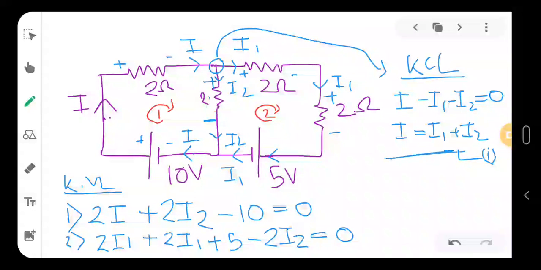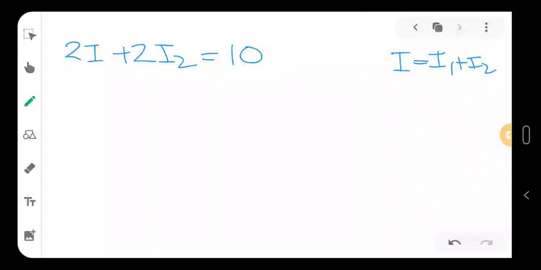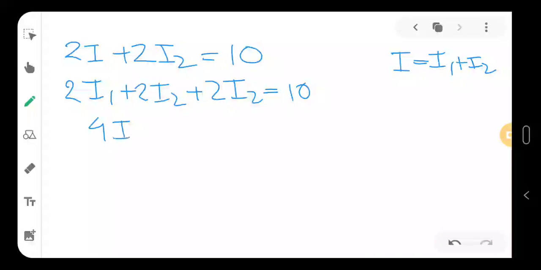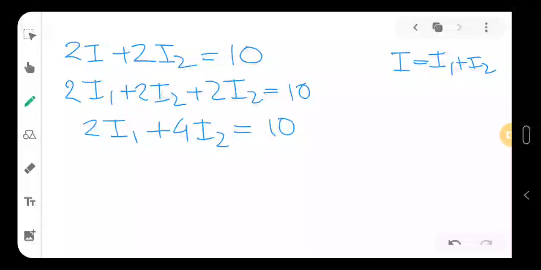This one, right? Equation 1. From equation 1 we can find out. So instead of I can write 2I1 plus 2I2 plus 2I2 is equal to 10. So I have 2I1 plus 4I2 is equal to 10. So this is my equation number 2.